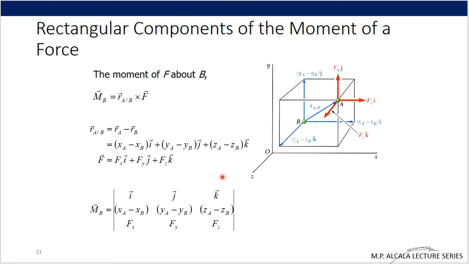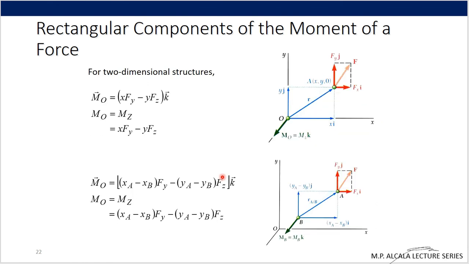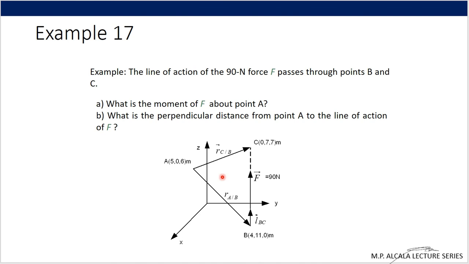So some more illustration. Let's look at this example. The line of action of the 90 Newton force passes through points B and C. What is the moment of the force about point A? So what is the rotating force about point A? In this case, this is your point A, okay? There's a missing letter A. Let's write the letter A here.